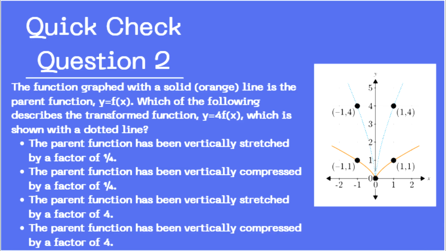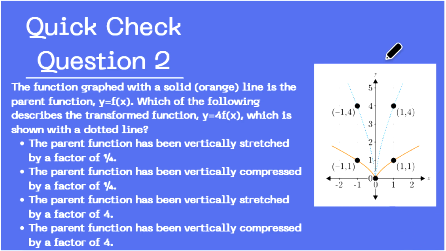Okay. Here's quick check question number 2. I won't give you the answer, but I'll help you figure it out. The function graphed with the solid orange line is the parent function y equals f of x. Which of the following describes the transformed function y equals 4 f of x, which is shown with a dotted line? So we're going from orange to blue. The parent function has been vertically stretched by a factor of 1/4, or compressed by a factor of 1/4, stretched by a factor of 4, or compressed by a factor of 4.